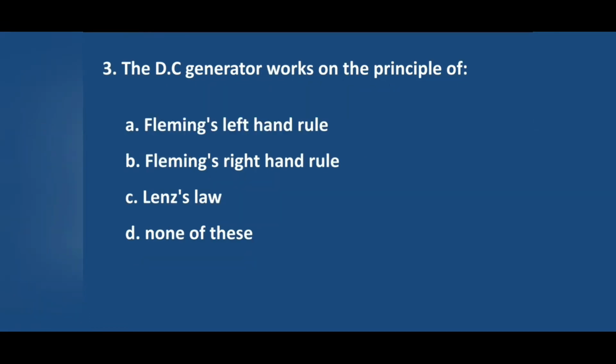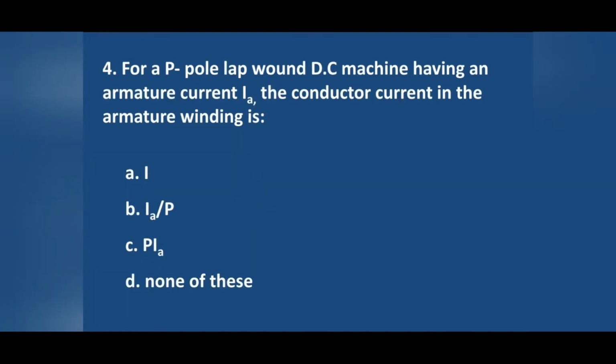Question number 3. The DC generator works on the principle of. Answer is option B, Fleming's right hand rule. Question number 4. For a P-pole lap-wound DC machine having an armature current IA, the conductor current in the armature winding is. Answer is option B, IA by P.